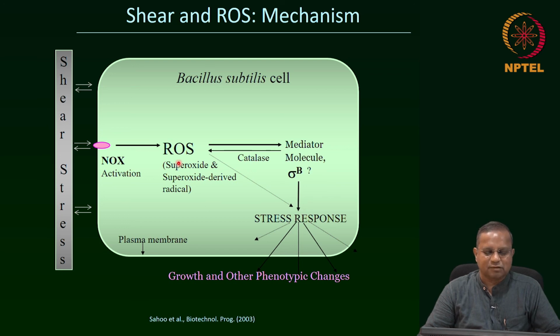So this stress response, in other words, a lot of responses to the stress get manifest, such as changes in growth and other phenotypes of the cell. And one of those phenotypes is increased production of products of interest to us. Okay. So that is what was shown as a part of this paper.